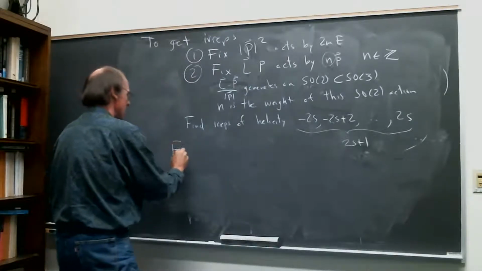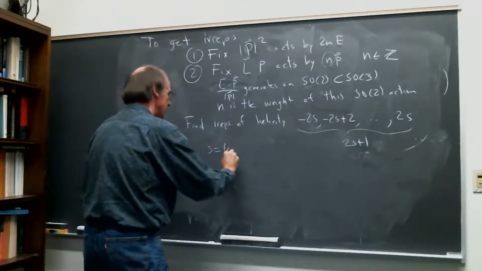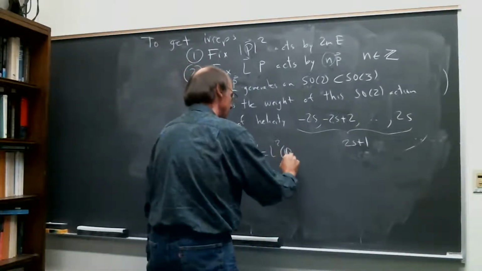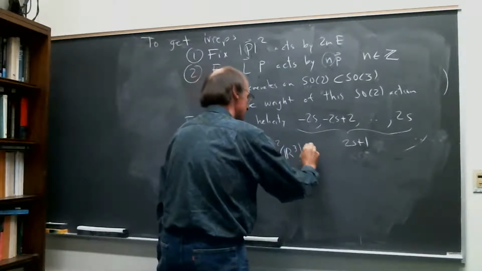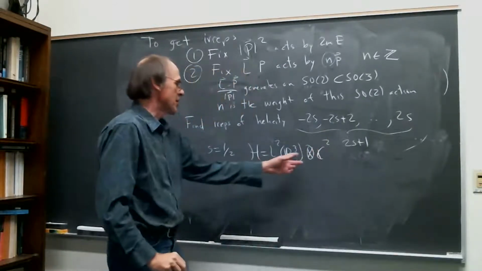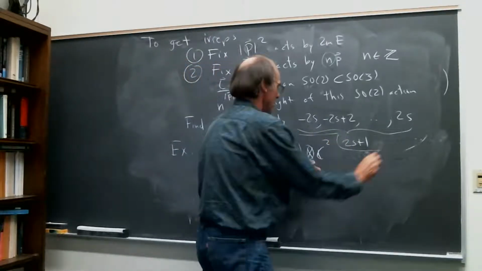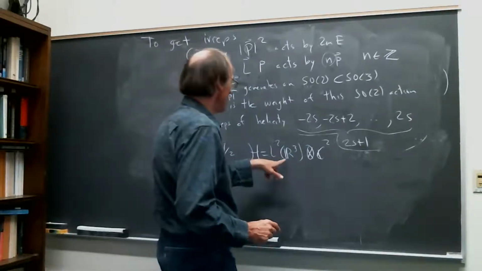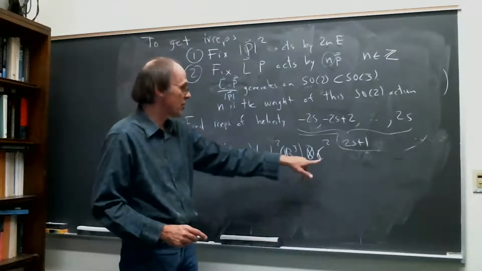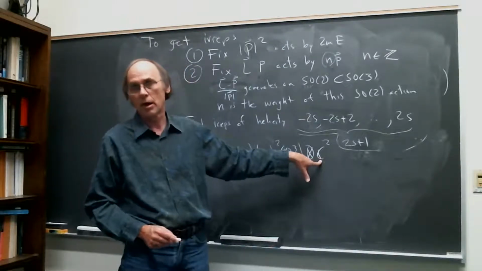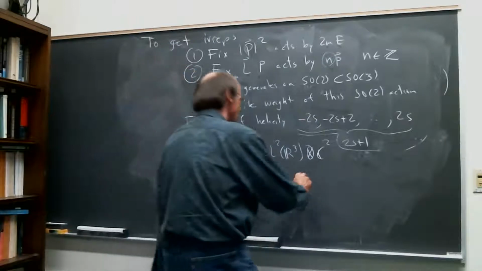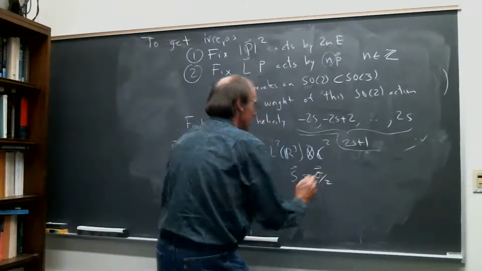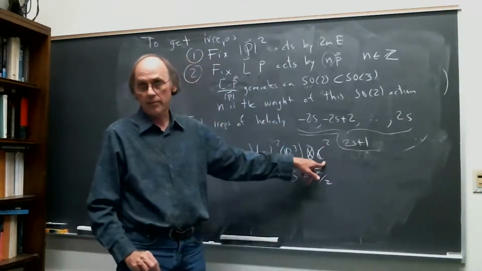So the simplest example is S equals 1/2. And then what you take is H equal to L2 of R3 cross C2. So instead of having your functions take values in C, they take values in C2, and then you have the usual angular momentum operators, which don't touch this, and then you have spin angular momentum operators, which are just the S vector, the Pauli matrices over 2 acting on this.